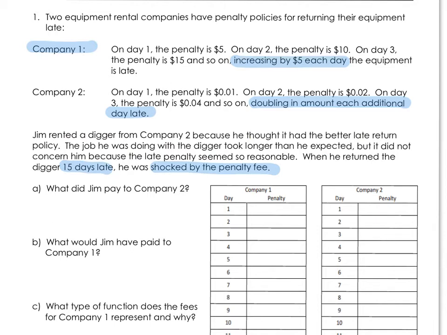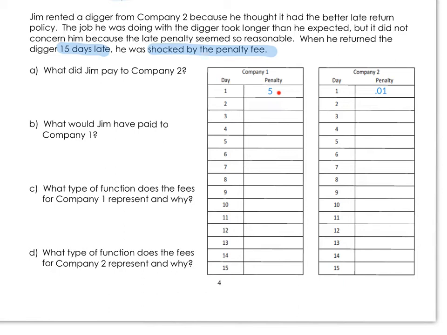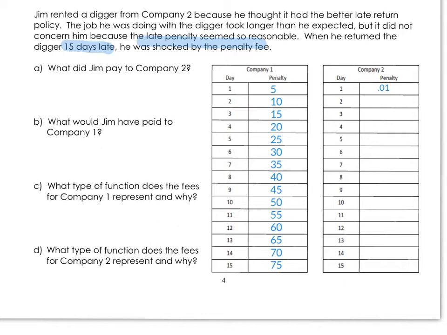So I'm going to scroll down so I can see this a little better so we can see the whole table. But remember those important pieces we highlighted. Company 1 is increasing by 5 each day. Company 2 is doubling. This one's starting at a $5 penalty. Company 2 is starting at a penny. So in the table, I'm going to start by putting in the 5 on day 1 for Company 1 and the 1 penny on Company 2 for day 1. So the Company 1 penalty went up by $5 per day. So that means as I keep looking here, it's going to go from 5 to 10 to 15 to 20, just increasing by 5 all the way through till I get to 15, being a $75 fee.